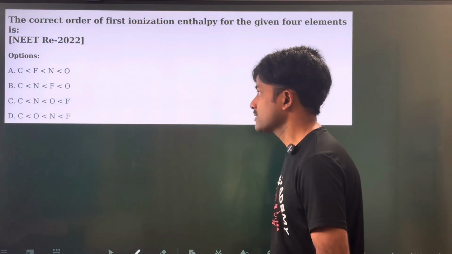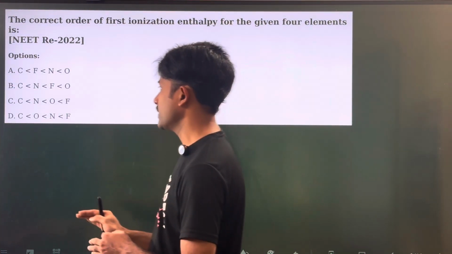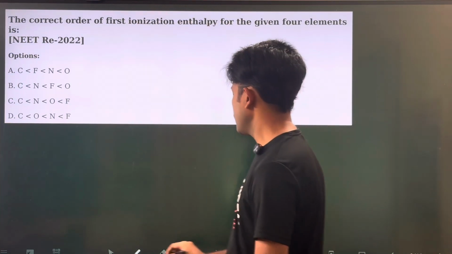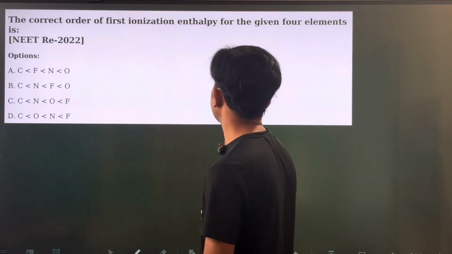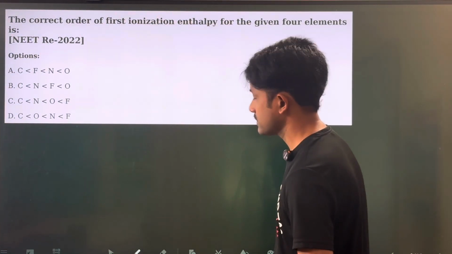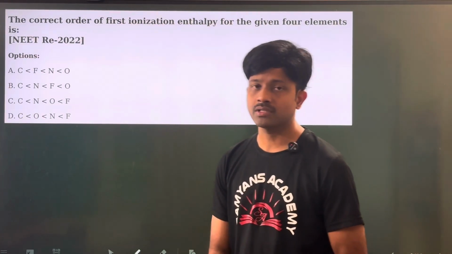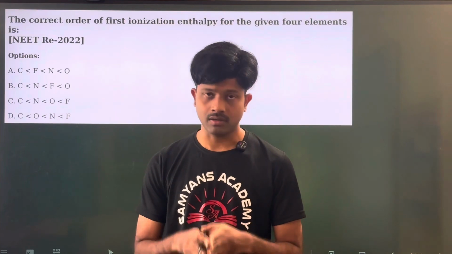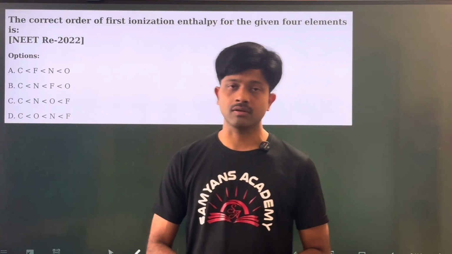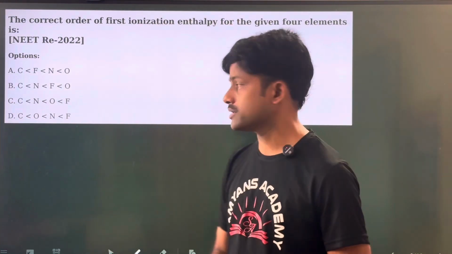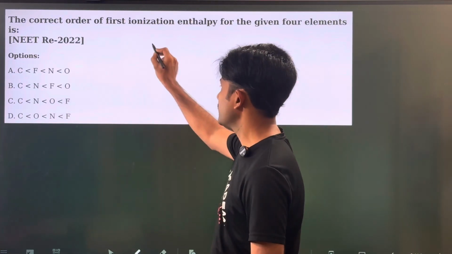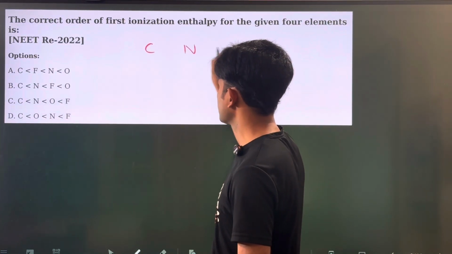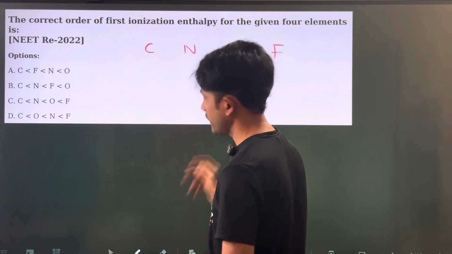And the given elements, the correct order of first ionization enthalpy for the given four elements is... we already discussed what ionization energy is. Ionization energy means the minimum energy required to remove an electron from the last shell of a gaseous atom. Now you see these are the elements: carbon, nitrogen, oxygen, fluorine.